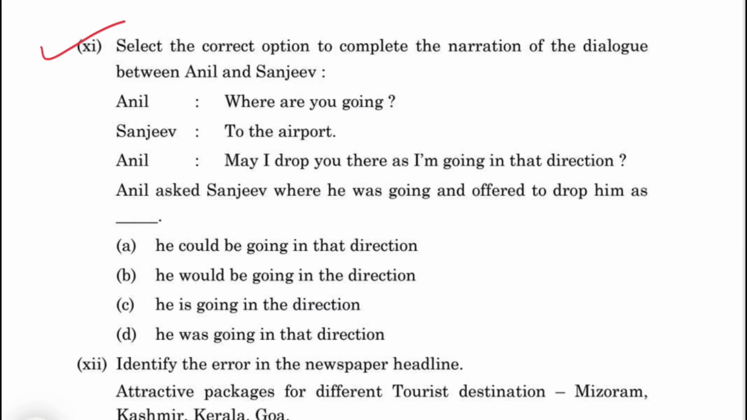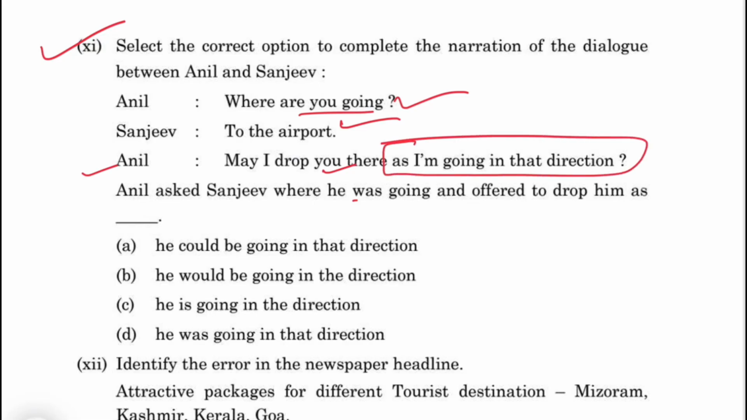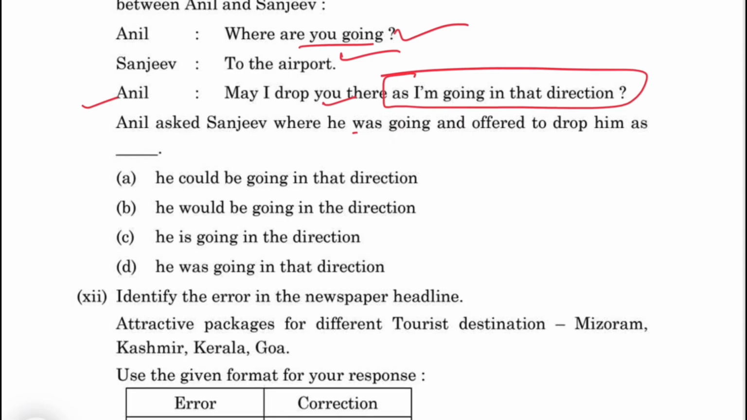Next one is: Anil asked Sanjeev where he was going. This one is done. And offered to drop him to the airport. Then Anil said, "May I drop you?" Offered to drop him. This part we are to change according to Anil. "He is" and "are" change into "was" and "were", and the rest of the sentence will remain the same: going in that direction.